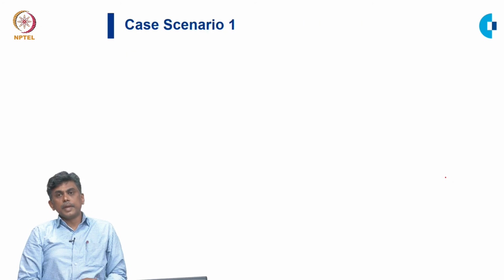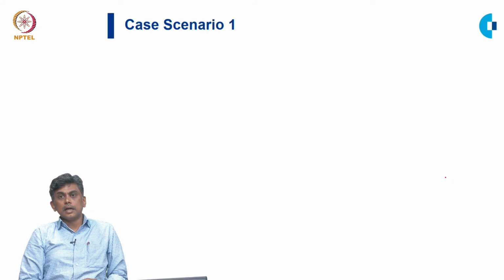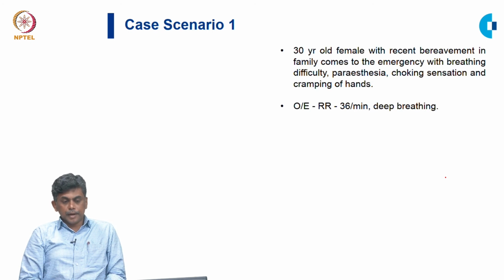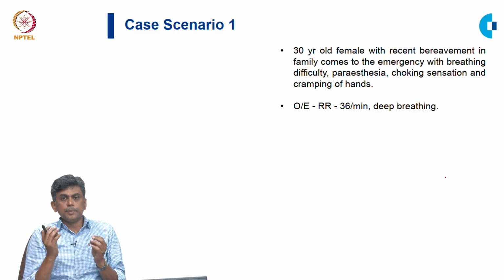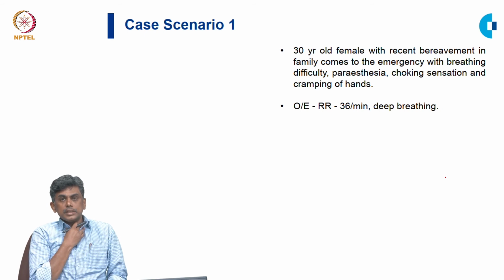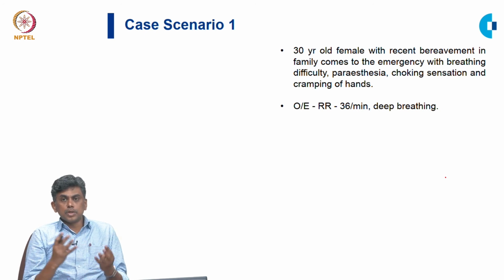Now we will go to some case scenarios so that you understand these electrolyte abnormalities better. Okay. Now the first case scenario, a 30-year-old female with recent bereavement in the family. She has lost one of her loved ones, and she comes to the emergency room with dyspnea, breathing difficulty, and when she is breathing like that, hyperventilating, there is paresthesia, numbness in the peripheries, in the lips, in the tongue, in the hand, tip of the fingers, in the legs, sole of the foot, and she also has a choking sensation, difficulty in breathing, and there is also cramping of the hands.